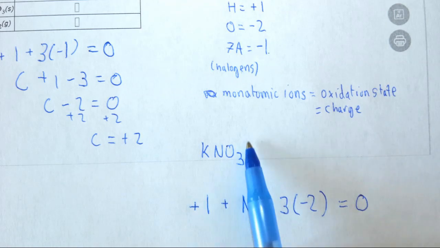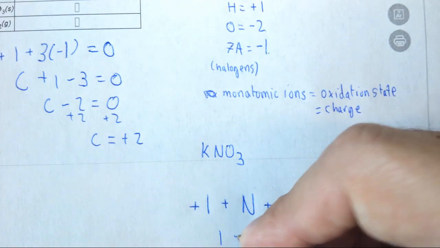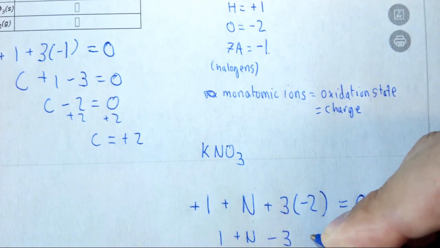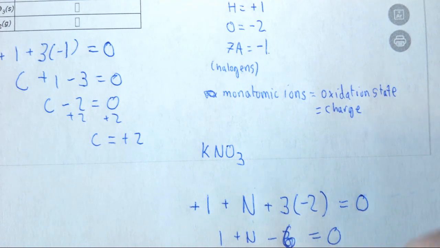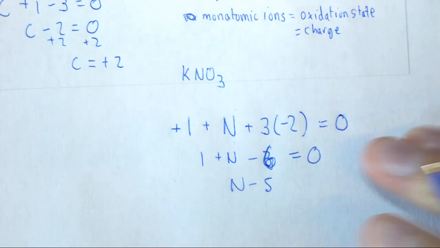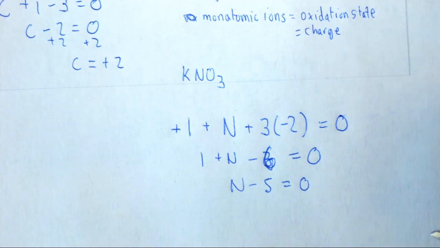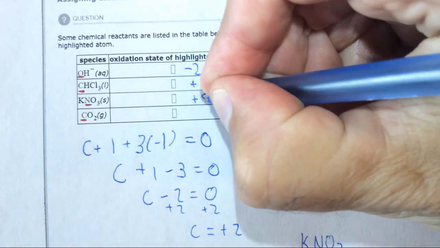So the sum of the oxidation states will give us the overall charge. Here we get 1 plus N minus 6 equals 0. N minus 5 equals 0. N equals plus 5. So here the oxidation state on nitrogen is plus 5. So we'll go ahead and fill that in.